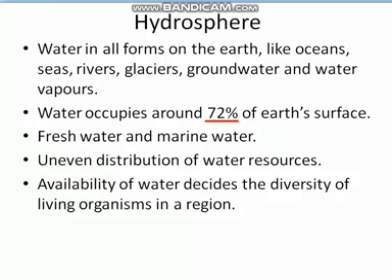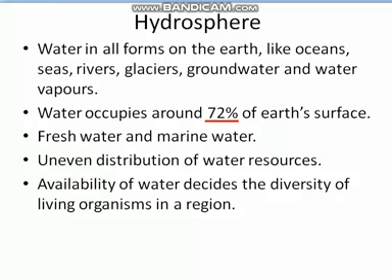For example, if we talk about a desert, there is water scarcity, so we will find a different type of life over there, be it plants or animals. We will find different types of animals and plants in that particular region. But when we talk about mountains, we will find a different type of life over there. So the availability of water decides what type of organisms live in a particular region.